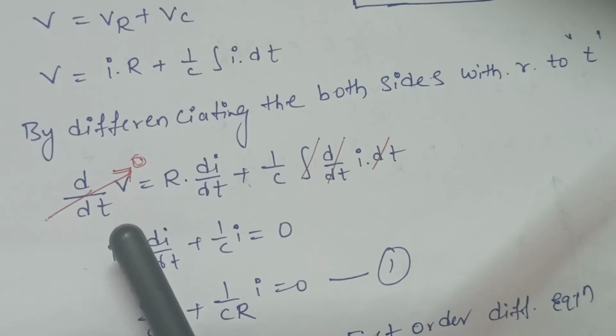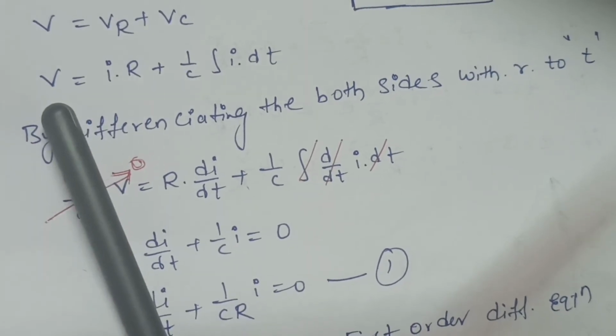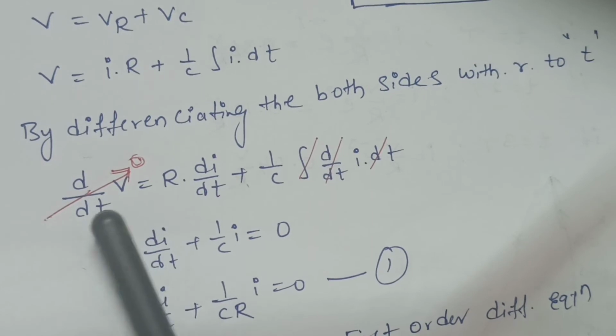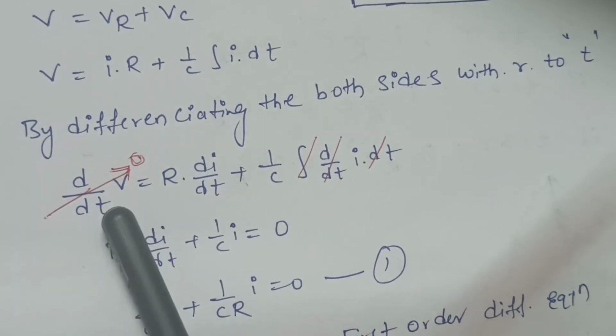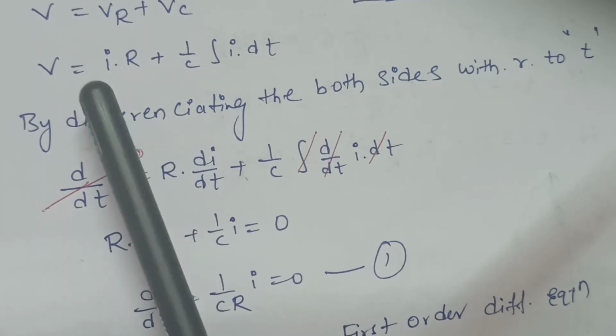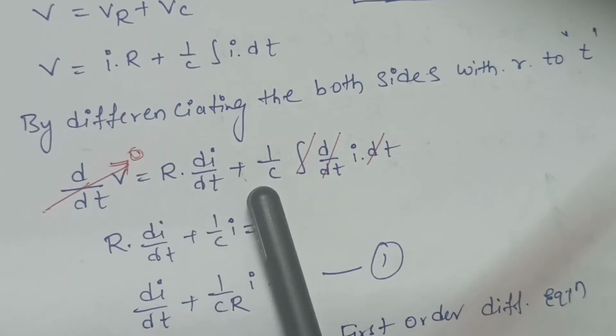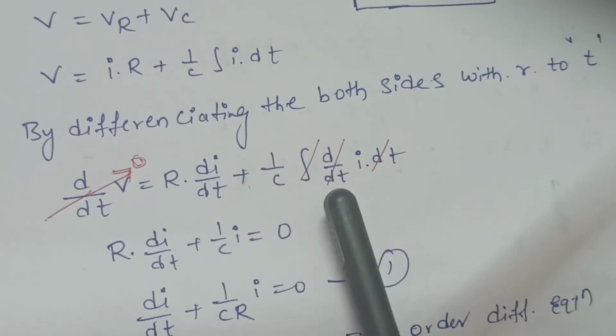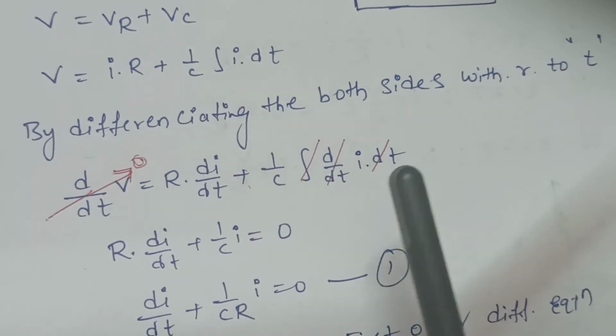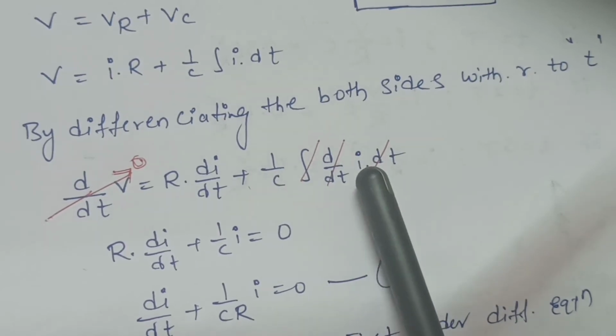That equation is the differentiation of V first. The differentiation of V is 0 because it is a constant, and R is a constant, R di by dt, plus 1 by C. The integration and differentiation both cancel, the dt cancels. From this total term I am getting I by C.